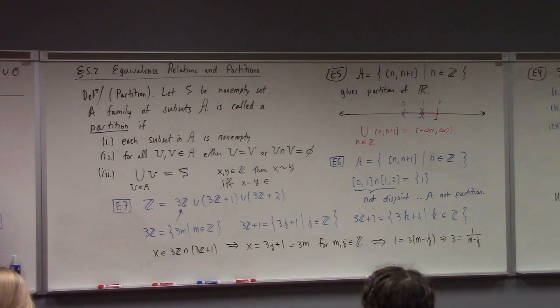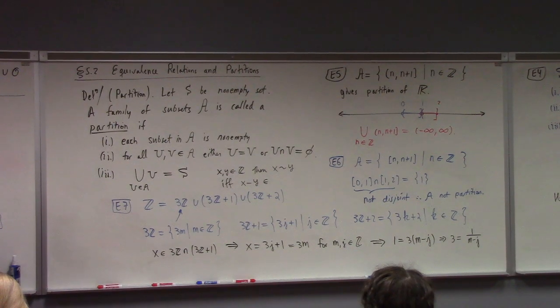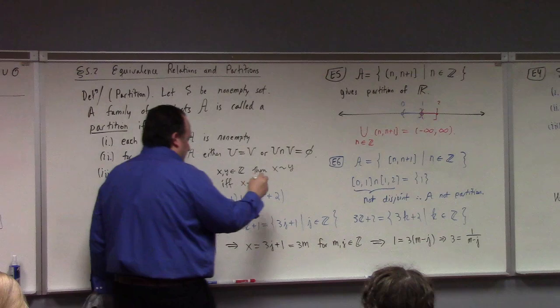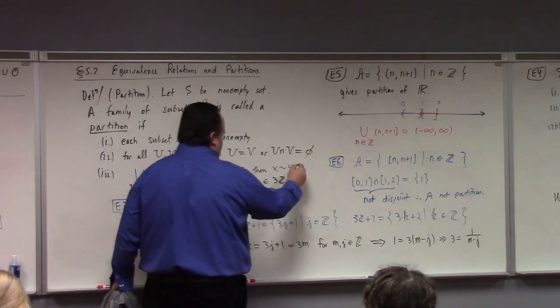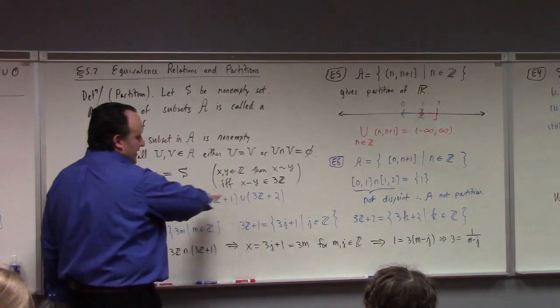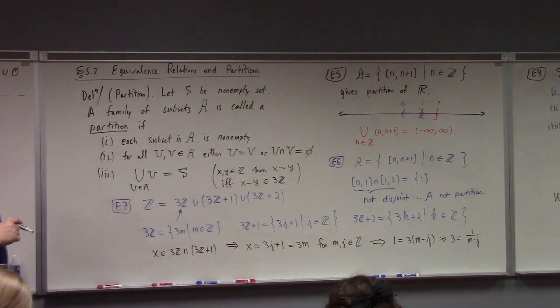This is a creative leap. You're not supposed to understand this on the basis of what we've done today. I'm kind of jumping ahead a bit, but if you think about it, it's going to be 3Z here. So that's the equivalence relation that's hiding behind this particular partition of the integers. The difference is a multiple of 3.